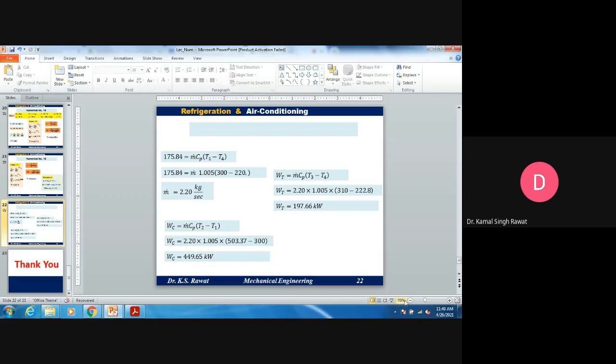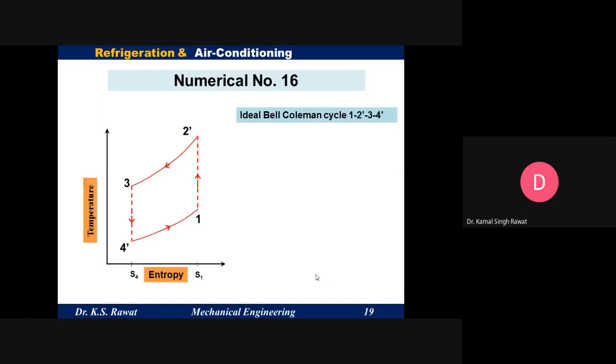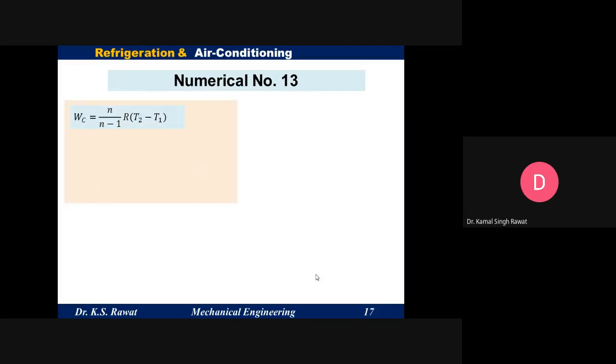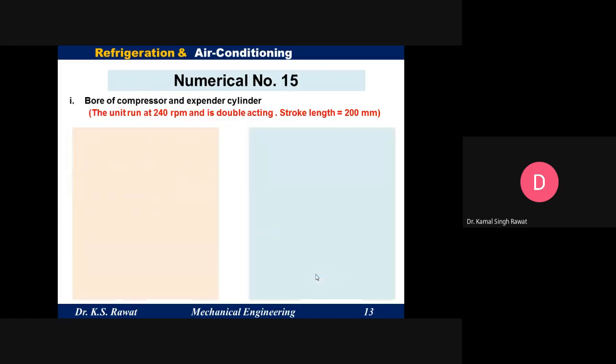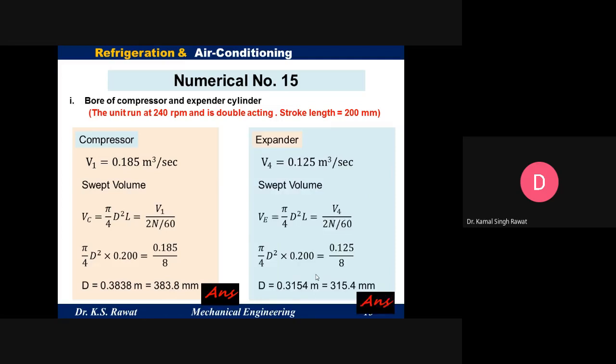So this numerical is clear to you? ये न्यूमेरिकल क्लियर है? Yes, sir. Okay, so we have discussed three different categories of numerical. In one question, we have the ideal cycle, and we have to calculate the compression work, turbine work and COP, or the mass flow rate or piston displacement, something like this.